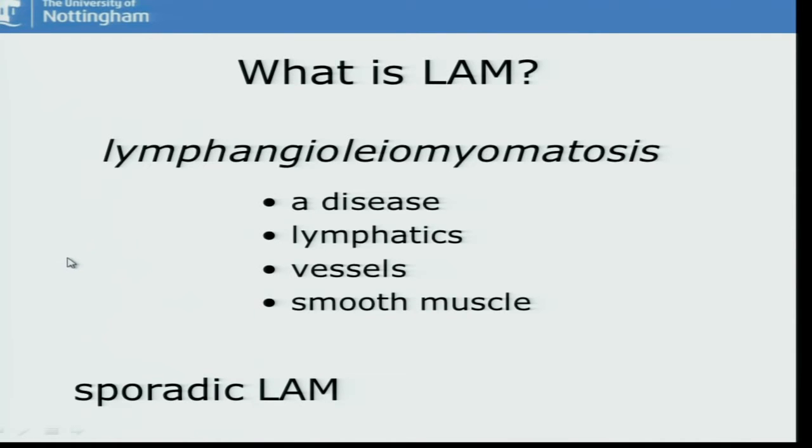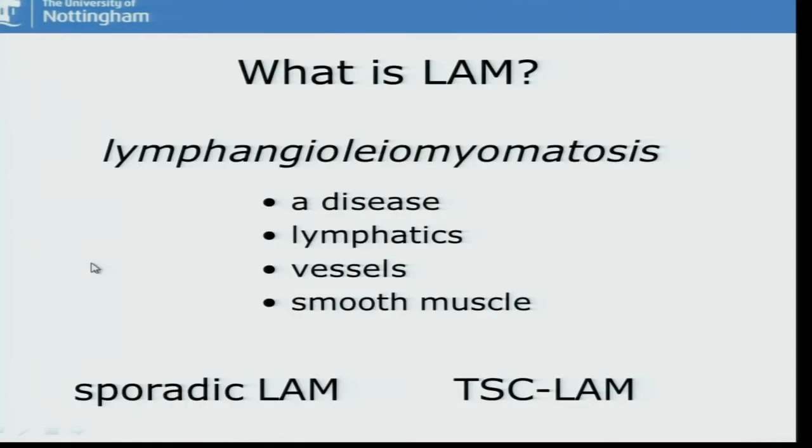There's two other bits of terminology that you need to know. You'll often hear people talk about sporadic LAM or TSC LAM. Most people that we see at the LAM Centre, or the majority anyway, have something called sporadic LAM, which is LAM that occurs in the absence of any other disease. It just happens on its own. That's a reasonably rare disease. If you have tuberous sclerosis, which is a genetic condition that affects other parts of the body as well, you have a higher risk of having LAM. And LAM occurring in the context of tuberous sclerosis is called TSC LAM.